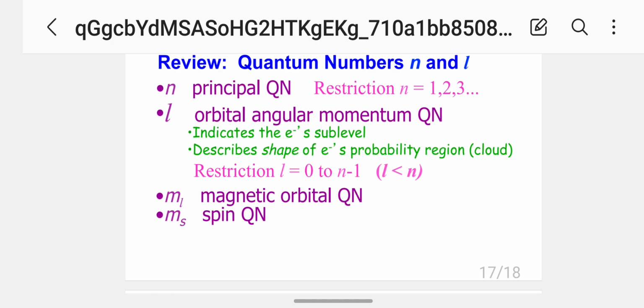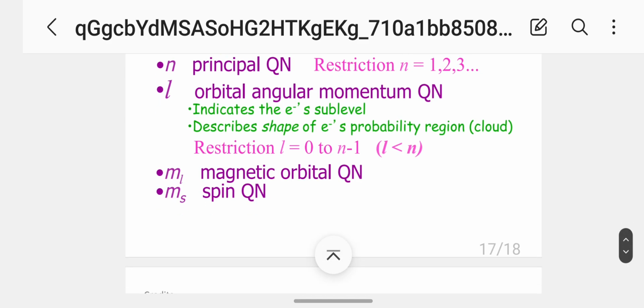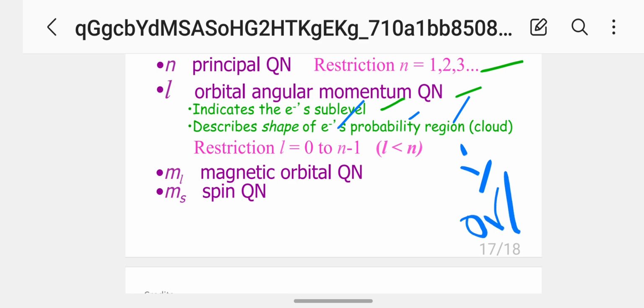Let us take a review of the quantum numbers. First one and second one. The principal one has a restriction: it has values ranging from 1 to 3 and so on. The orbital quantum number indicates the electron sublevel in most cases. Also, it describes the shape of the electron's probability regions, which we call electron clouds or simply orbitals.